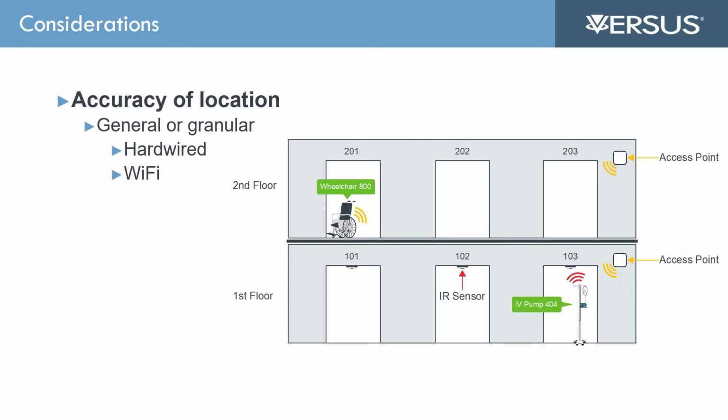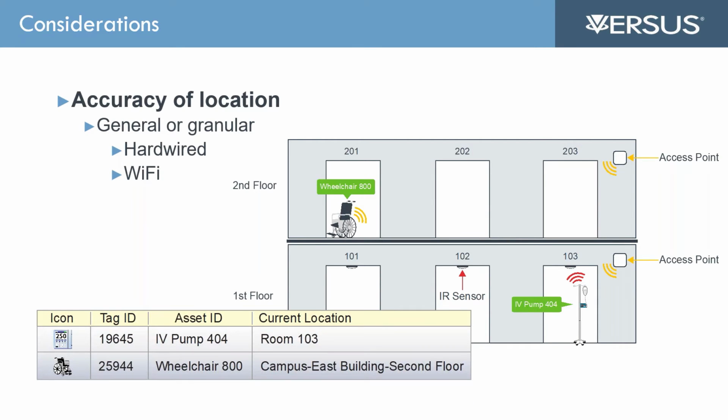On the second floor, you'll see that the IR sensor is not there, or whatever other type of repeater or device is installed in the room to give you the granularity, but we do have the access point. And that access point can give us some general information about where that item is. To give you a different visual that relates, you'll see that IV pump 404 is specifically, as in the other image, in room 103. However, the wheelchair itself is in the east building, second floor, and that's based on that wireless access point.